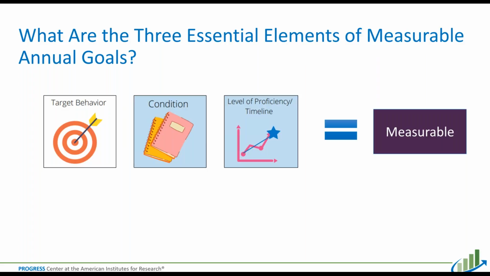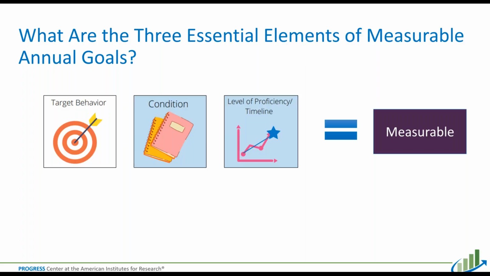Level of proficiency and timeline are considered one element because they vary in use by the target behavior of the goal. These three essential elements are important for a goal to be considered measurable. Your state may require a different format for writing goals, but these three elements should still be present. And to learn more about your specific state requirements, again, visit your State Department of Education website.